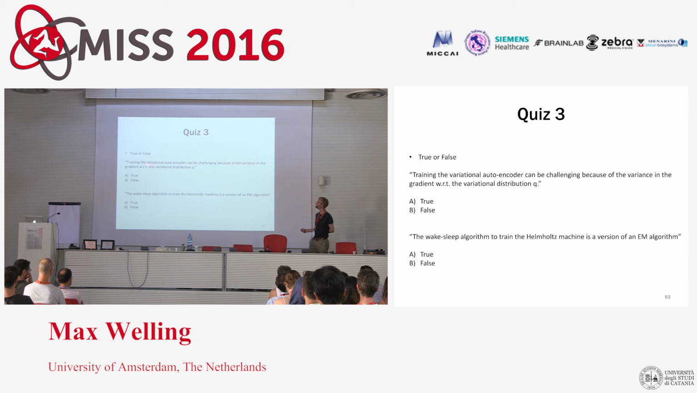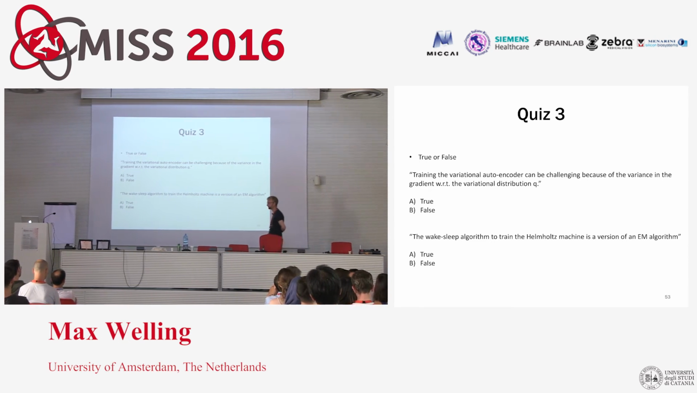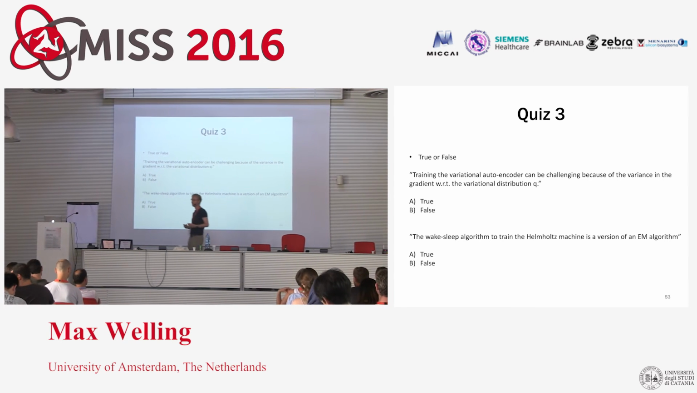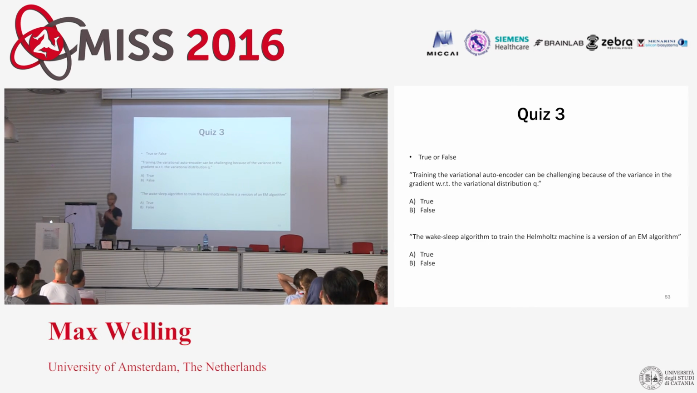Okay, so that's for the first one. Who thinks A is the right answer? Okay, that's correct. Who thinks B is the right answer? Okay, thank you for raising your hand. And then for this one, the wake-sleep algorithm to train Helmholtz is a version of the EM. Who thinks A is the right answer? Who thinks B is the right answer? Right, so B is the right answer here because the wake-sleep algorithm does not optimize a single objective.